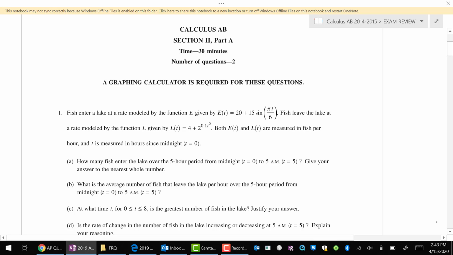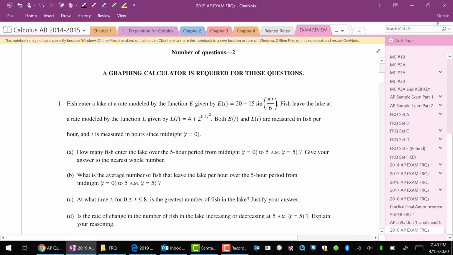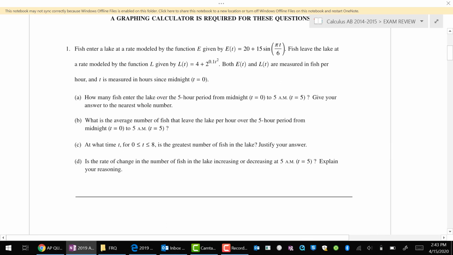This is a problem that involves a rate in and a rate out type of situation. To explain what's happening here, we have fish coming into a lake, and we have fish that are leaving the lake. Both of the functions are provided for us here, but we have to make sure we understand what kind of function they are. It says that fish enter a lake at a rate modeled by this function E. So here is the rate of change of the amount of fish that are entering the lake. I might call that the rate in.